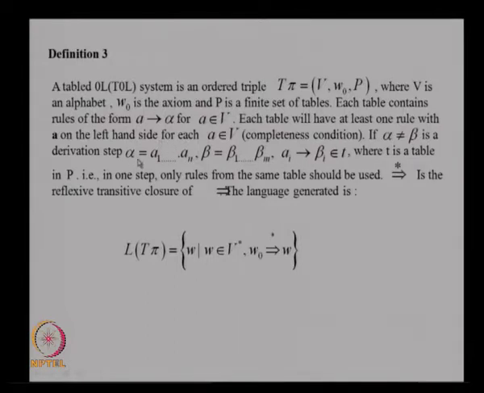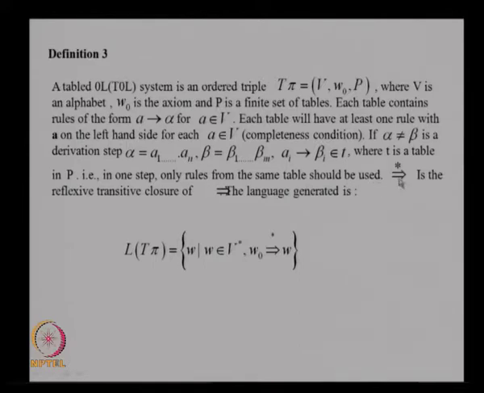Now, suppose alpha is A1, A2, ..., An, then from alpha you can derive beta by this. A1 will be replaced by beta 1, A2 will be replaced by beta 2, and so on. But all these rules Ai goes to beta i should be from the same table. That is, at a particular step you can use only rules from a particular table, where T is a table, only rules of the same table should be used at a particular step.